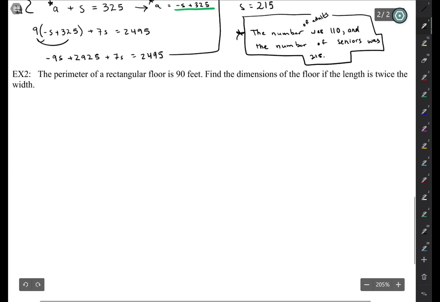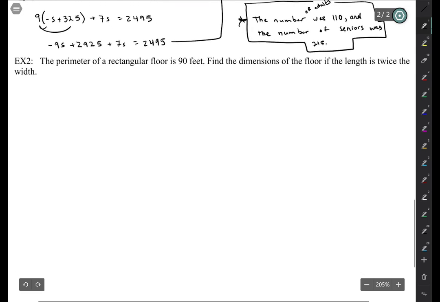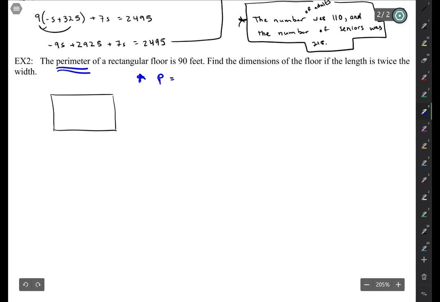Our last type of example is something little, there's not many words here, but we can still figure it out. Perimeter of a rectangular floor is 90 feet. Find the dimensions of the floor if the length is twice the width. I always encourage, draw a picture, okay? What do we have? We have a floor here. Nothing too exciting. Now, within these questions, when you see things like perimeter or area, always think, okay, that means somewhere along the line, I'm going to need to use the perimeter formula. Perimeter is 2 times length plus 2 times the width.